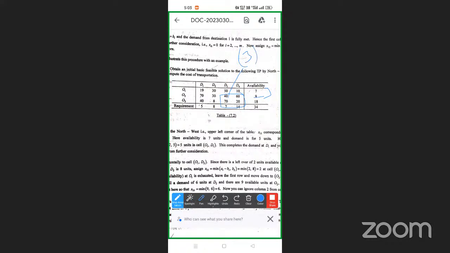So cross out the entire row because the row requirement is 0. So 3 minus 3 equals 0. So here 7 minus 3 is 4. So the final table is 70, 20. So this is the final table, 70, 20.